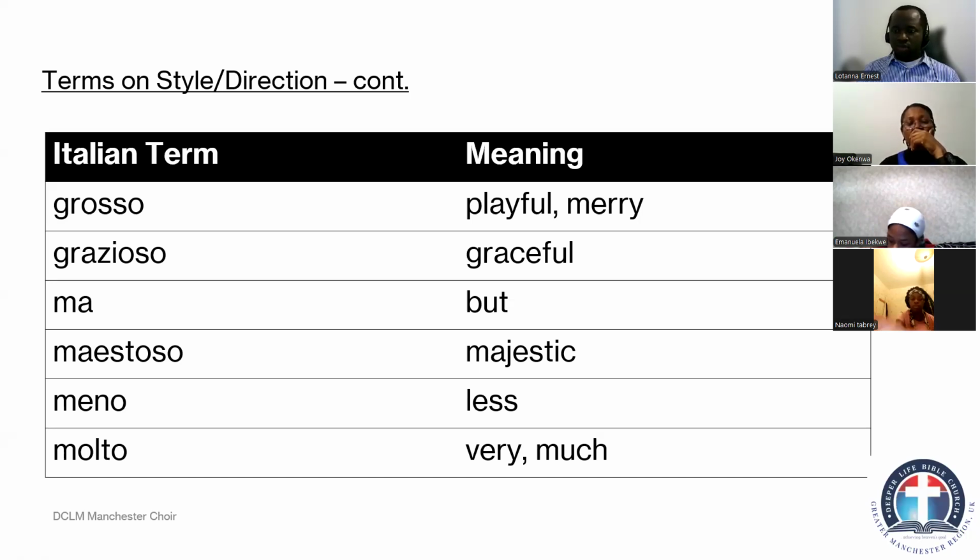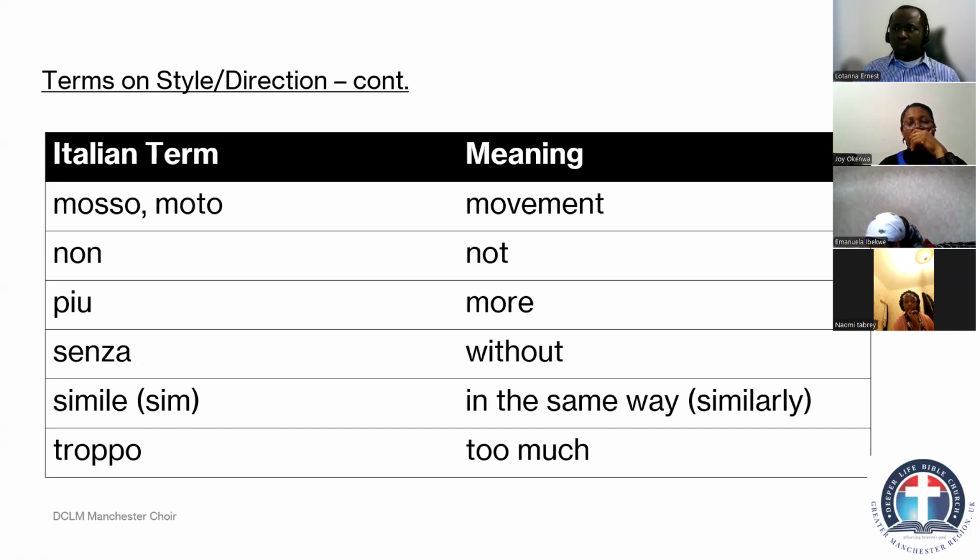Meno, less. Molto means very or much. So we can also say molto moto. That means much movement. Very much moving. Let the movement be more, with movement, of much movement. So that's for moto. Then we go to the next one.